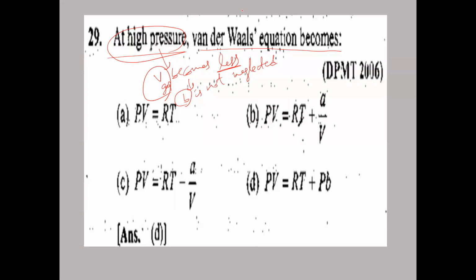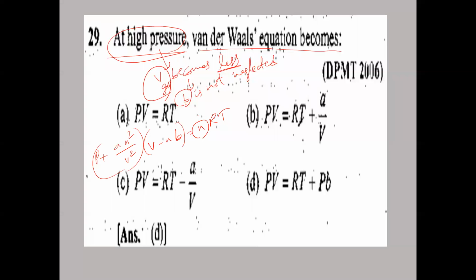When the volume of gas becomes less, B value cannot be neglected now. B means the volume of each gas molecule, the size of each gas molecule. So that point keep in mind. B is not neglected, so B will be there. So the formula is what now here? P plus an squared by V squared, into V minus nB, is equal to nRT.